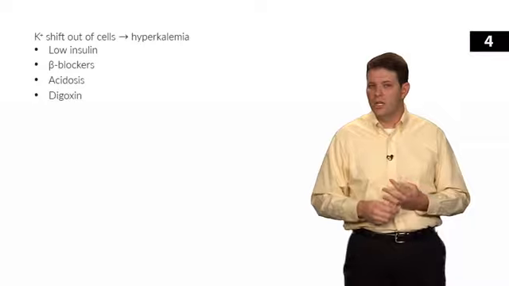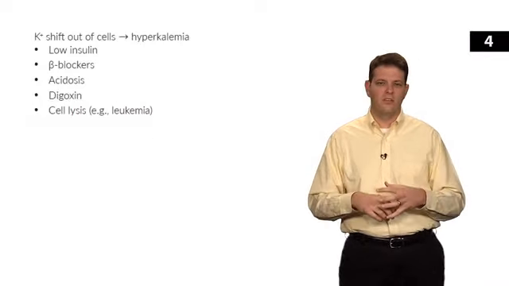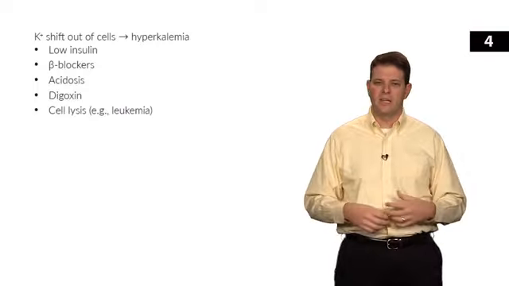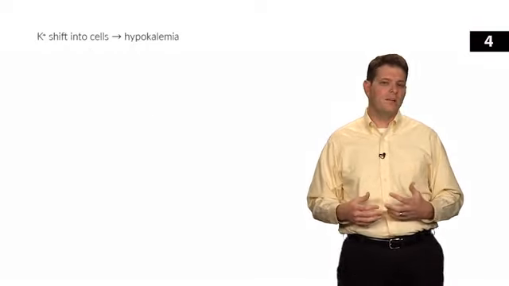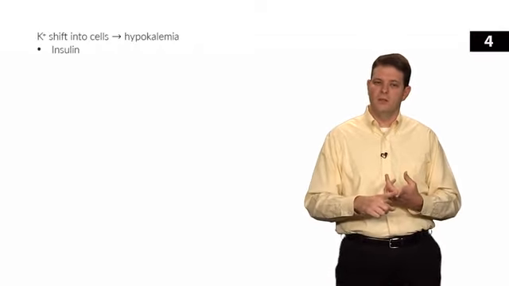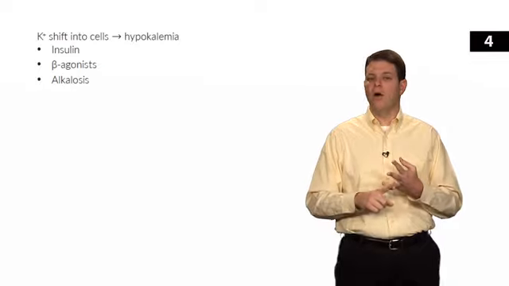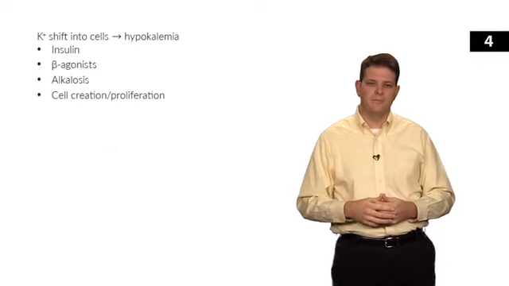Then digoxin can shift potassium out of cells. And then cellular lysis can do it as well. If your cells die and they rupture, they're going to leak all that potassium into the interstitium and into the blood. Then what kinds of things shift potassium into the cells? Well, it's just the opposite. Insulin, beta agonists, alkalosis, and cell creation or cell proliferation, like with cancer.